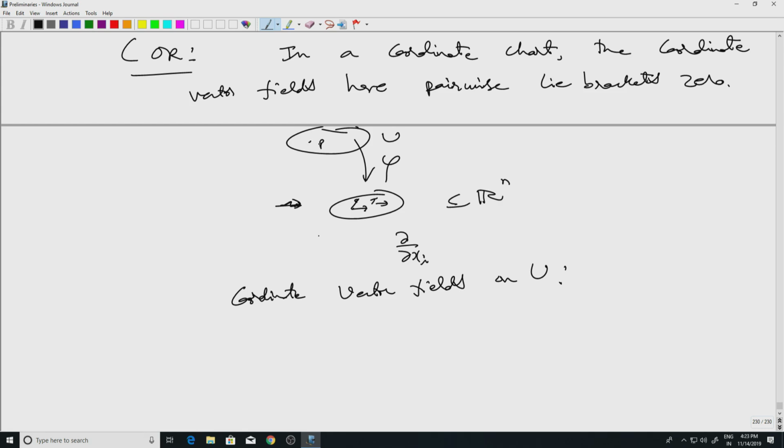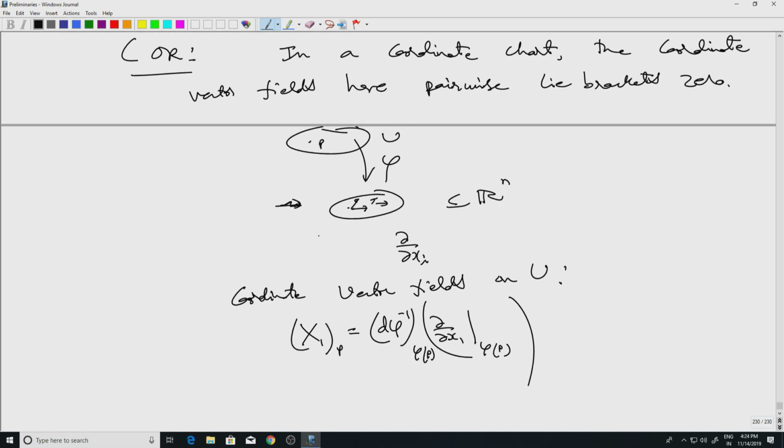If I start with a point P, I look at the corresponding point del by del x1 at the point phi of P, and then use the derivative of phi inverse, d phi inverse, at the point phi of P. So this is x1 at P, what I've written here. We have seen this many times before, the usual.